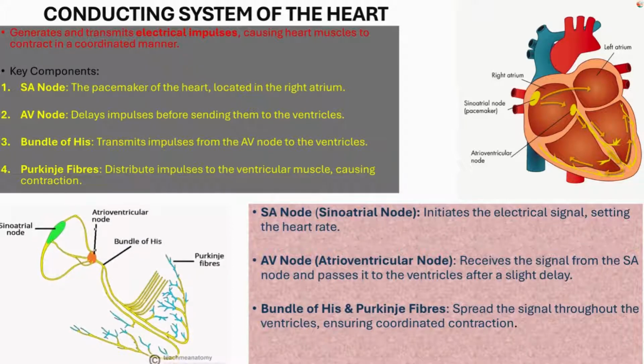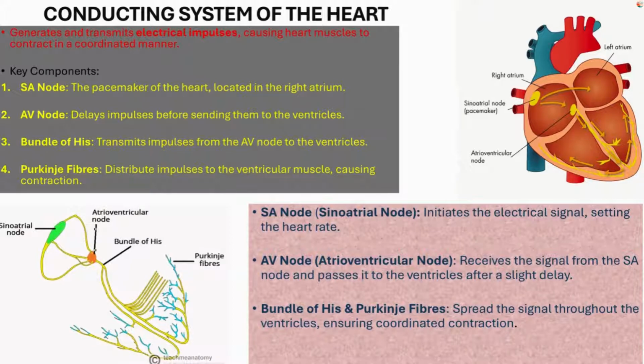Then we have Purkinje fibers. Basically Purkinje fibers have different small branches which are present in the muscles of the ventricles. So we can say that Purkinje fibers distribute the electrical impulses throughout the ventricular muscles and cause the ventricles to contract.